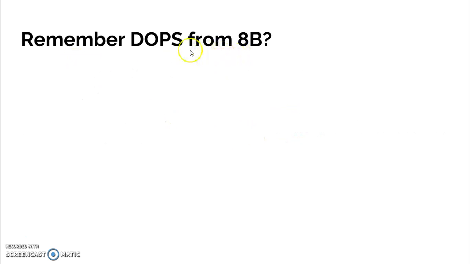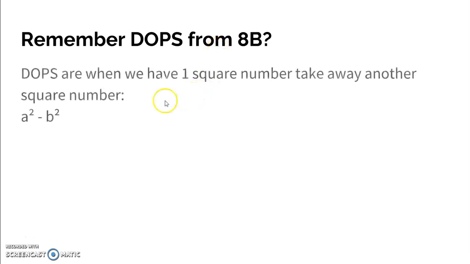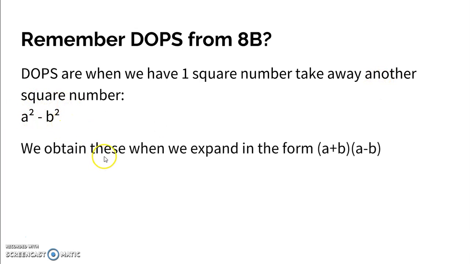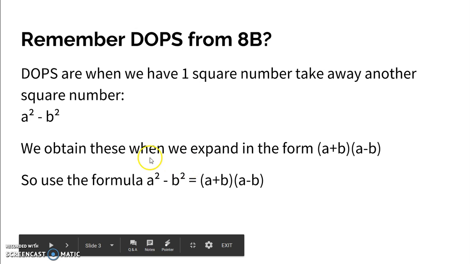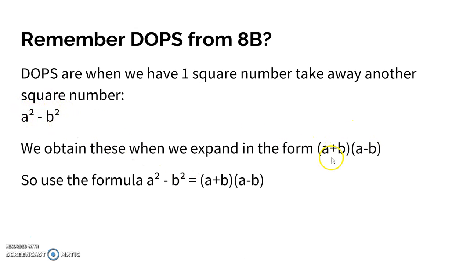And we did DOPS in 8B. That's when we have one square number take away another square number. So that's a squared minus b squared. And if you expand this, you will get this. So we're going to use the formula a squared minus b squared equals a plus b and a minus b.